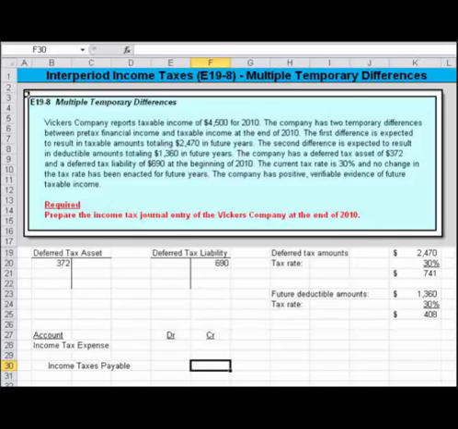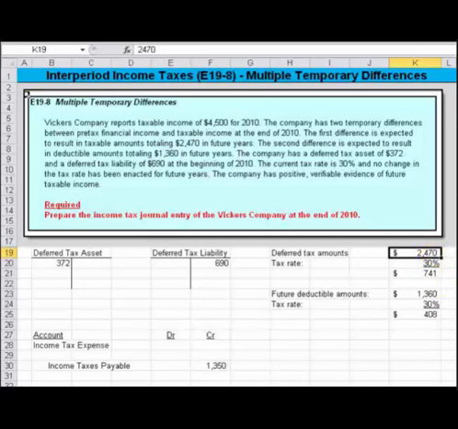It's the easiest one. We take the $4,500 of taxable income times the 30% tax rate, and that gives us $1,350. Now, that is what we absolutely know we're going to pay in taxes in the current year. Okay, now it gets a little bit more complex because we've got to think through both temporary differences.